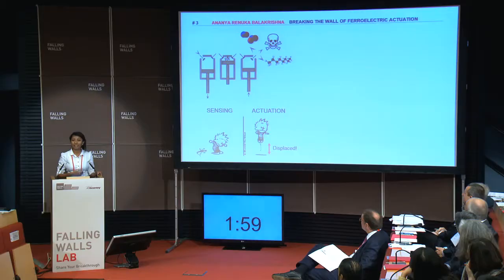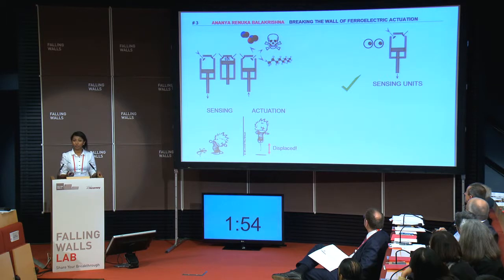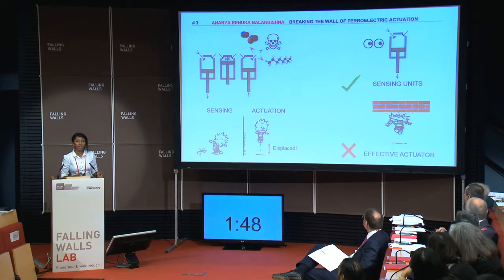For instance, look at Calvin. When he senses a lizard, he's going to jump up. He's creating displacement, and it's an example of actuation too. Engines today have highly advanced sensing units. They can precisely tell you the right amount of fuel that is required. But what engines do not have is an effective actuator which can generate large displacements. This is the wall which needs to be broken.